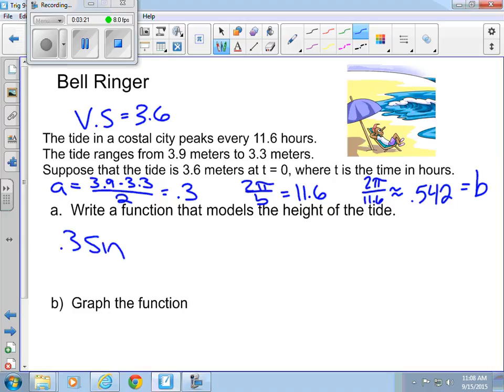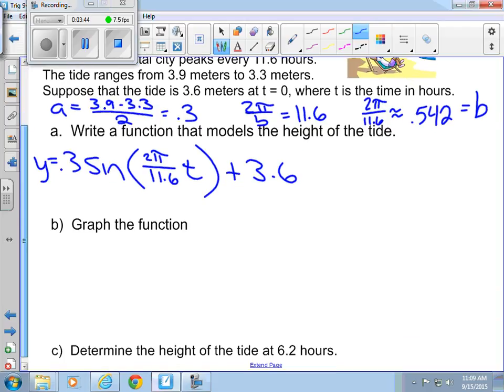It's 0.3 sine of 2 pi over 11.6 t, either way. And again, if you put the 0.54 together, that'd be great also. And then plus 3.6. So there was no horizontal shift, and that made it nice. Graph the function. I could do that by hand. I could do that in a calculator. Both will work. Do you have a question?